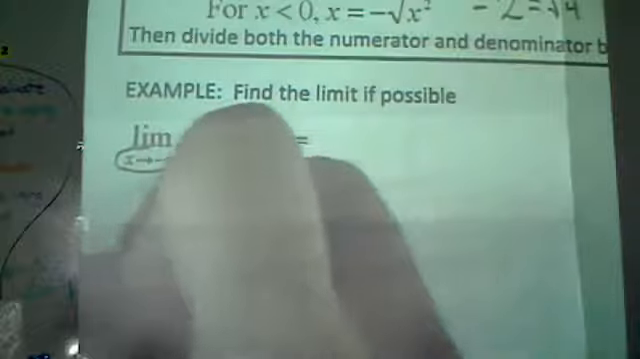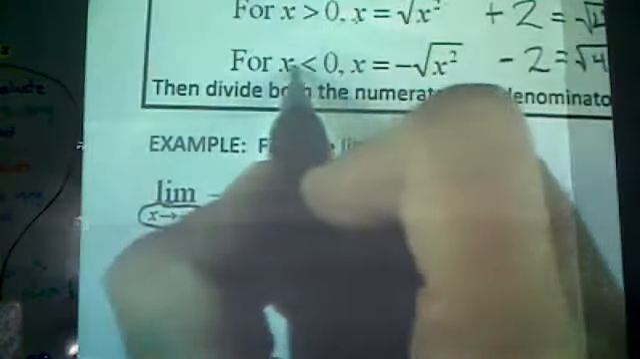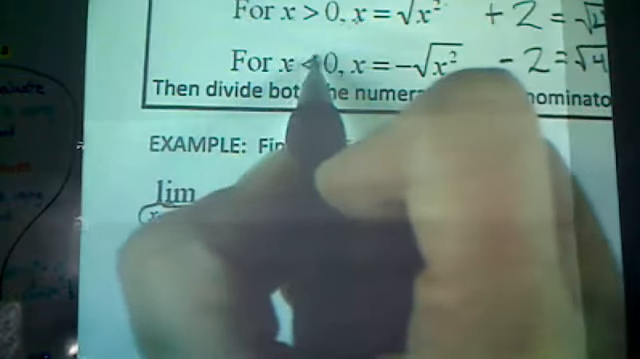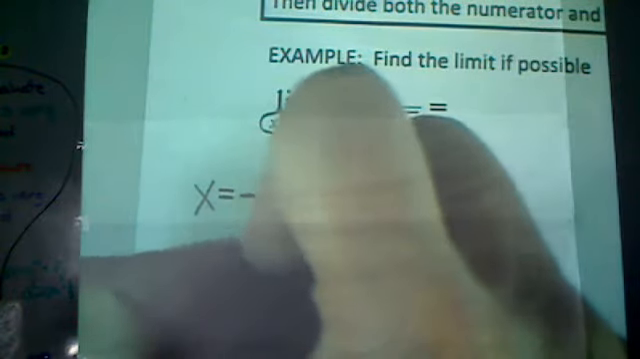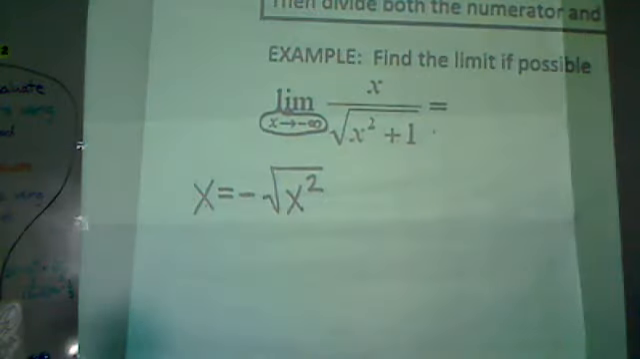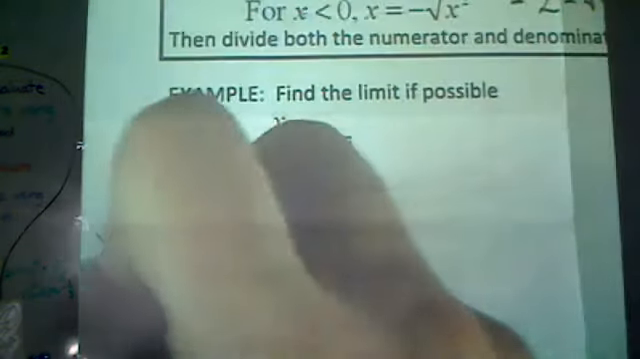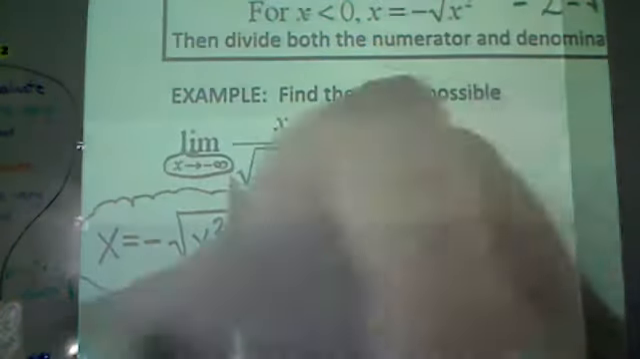I first want to point out that this is as x goes to negative infinity. So we need to use this rule here for when x is less than 0. This means that x is the same thing as negative square root of x squared. I just want to keep that in mind, so I'm going to bubble it off to the side so we don't lose it. Rewrite this.